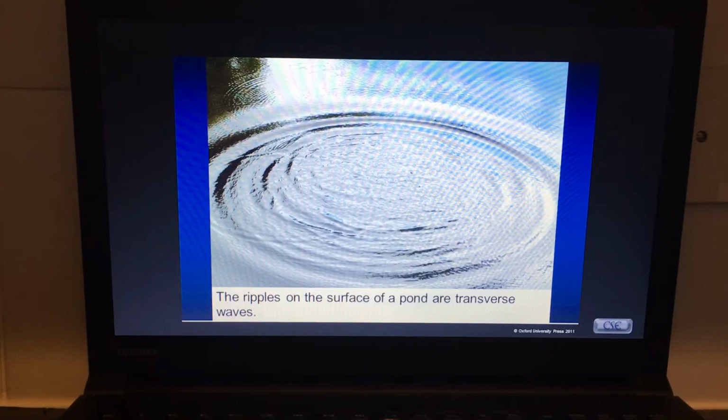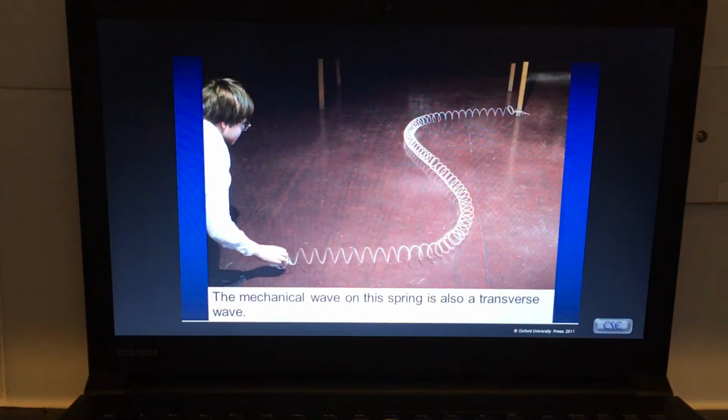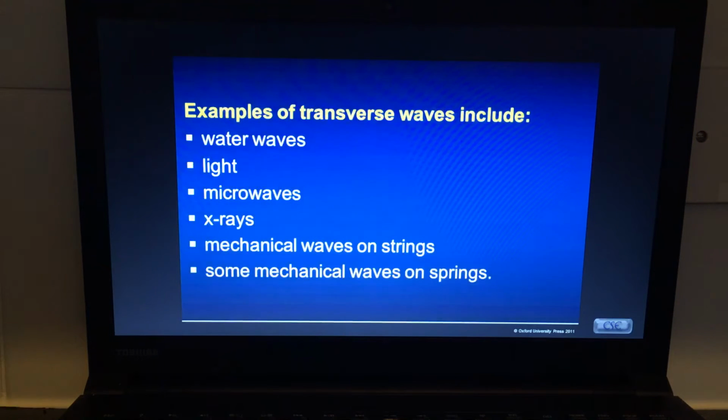So ripples in a pond would be transverse. Slinky or a mechanical wave could be transverse. You may have done this in class before. Other examples would be light, microwaves, X-rays. Like I said, any EM spectrum wave would be a transverse wave.